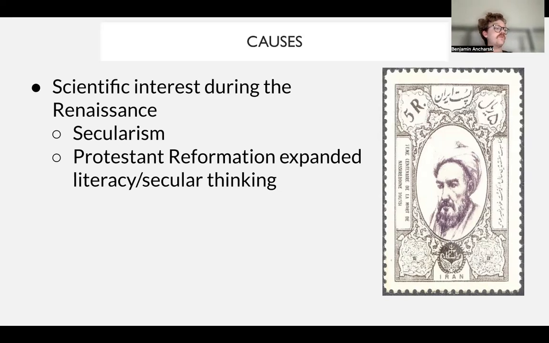But in Northern European countries, this is where we will see a lot more of these scientific developments, in places like England, as we'll talk about.